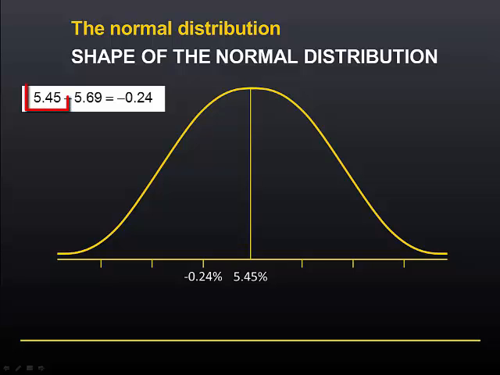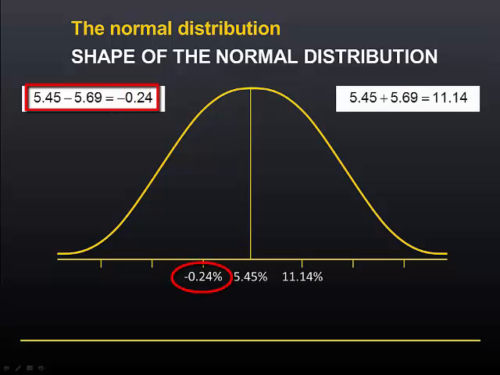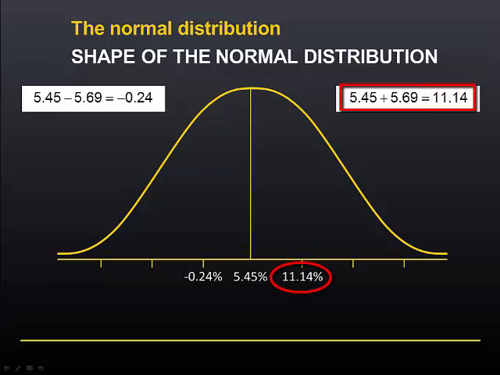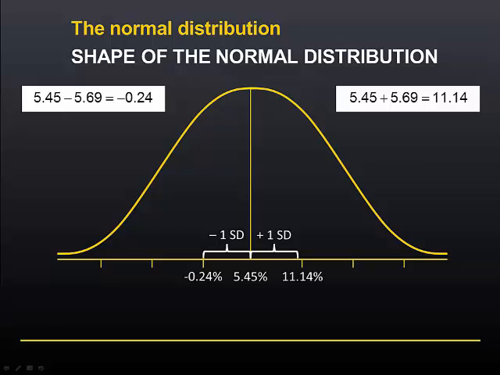So if we take the mean and subtract the standard deviation, we get a value that is one standard deviation below the mean. If we take the mean and add the standard deviation, we get a value that is one standard deviation above the mean. That gives us a range of values that are within plus or minus one standard deviation of the mean.